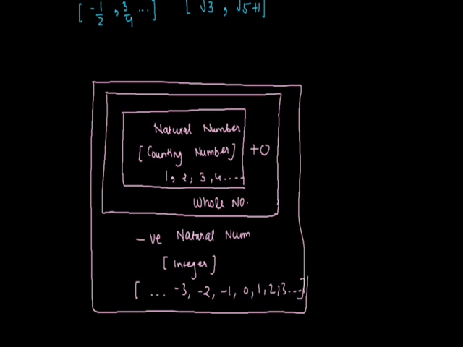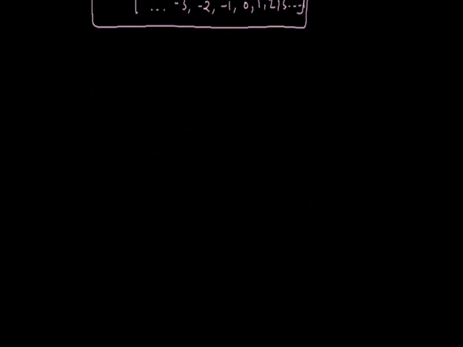We also classify these numbers in another type which is called even and odd numbers. Even numbers are the numbers which are divisible by 2. For example, 2, 4, 6, 8 and so on. And odd numbers are the numbers which are not divisible by 2. For example, 1, 3, 5, 7 and so on.